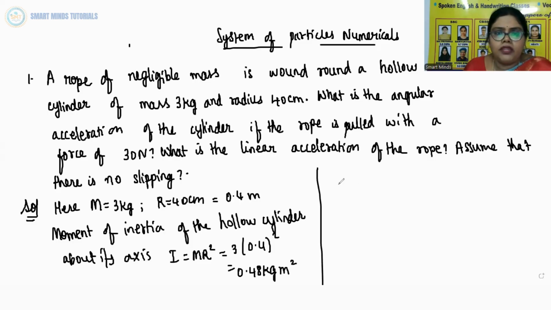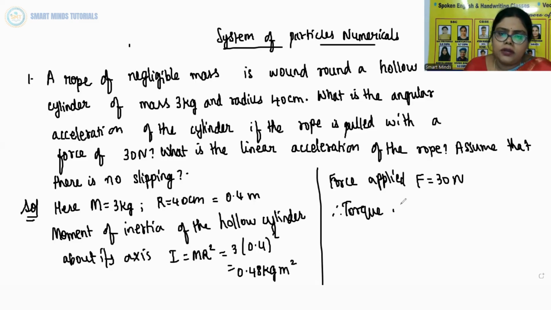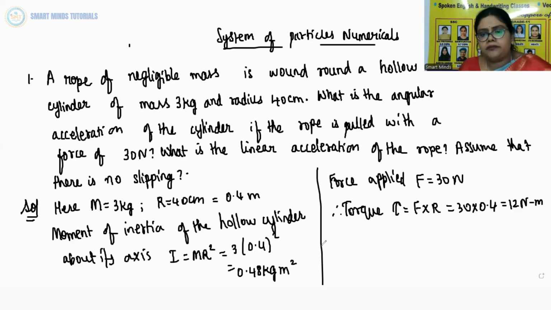Now we need to find out the force applied. Force applied is already given in the question. Force applied F is 30 newtons. Therefore, let us find out torque. Torque is denoted by tau and its formula is F into R. So that is 30 into 0.4, which is equal to 12 Newton meter.